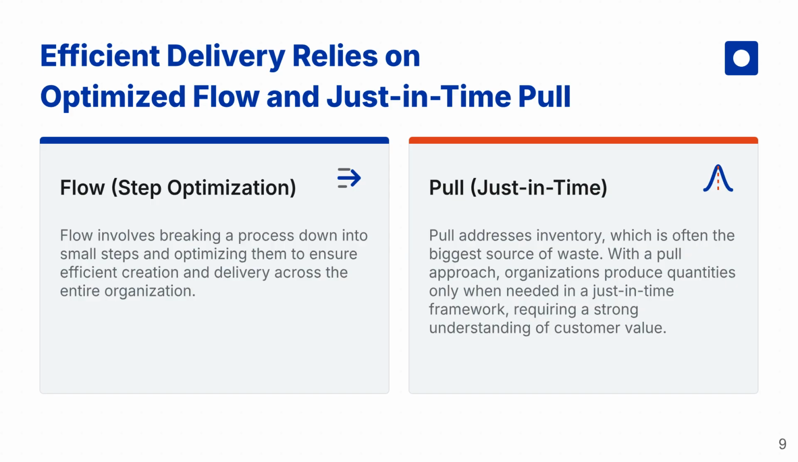Flow refers to the smooth movement of work through every stage of a process. Instead of allowing work to stop, wait, or accumulate between activities, the entire process is divided into smaller, well-organized steps. Each step is carefully optimized so that work moves continuously from one stage to the next. When flow is properly maintained, organizations reduce waiting time, eliminate bottlenecks, and improve overall productivity.